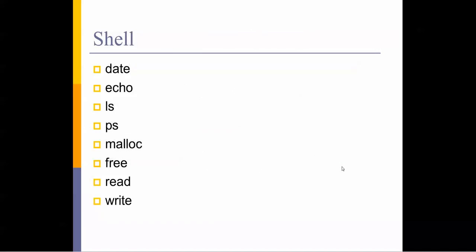The OS has a shell which interprets and runs user commands. These are some example commands supported by the shell. These commands draw similarity from Unix in terms of what they do. For example, date prints the current date and time on standard output. PS prints a list of active processes.